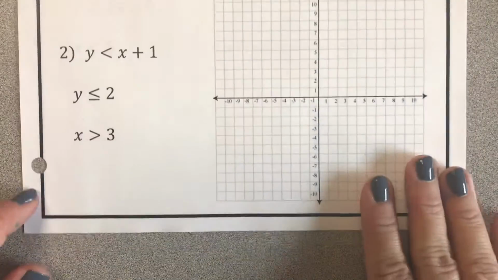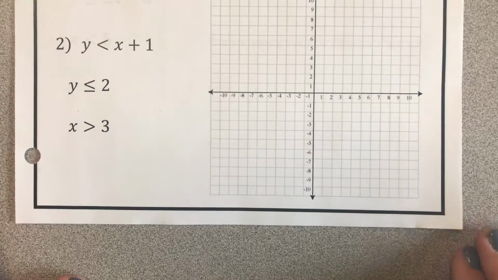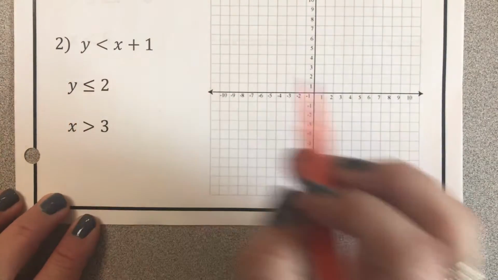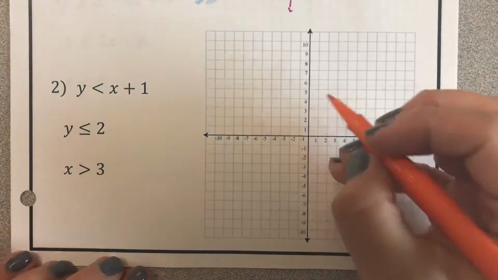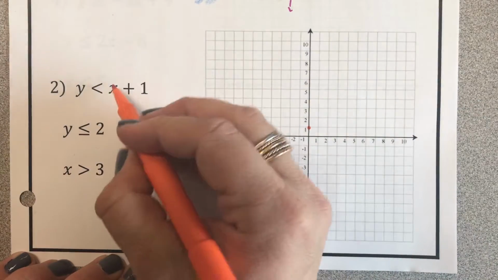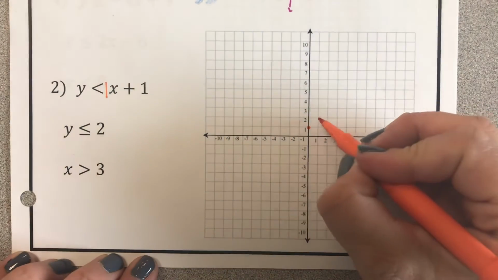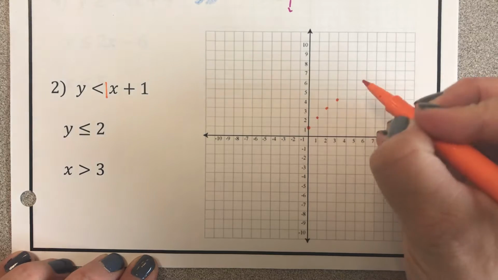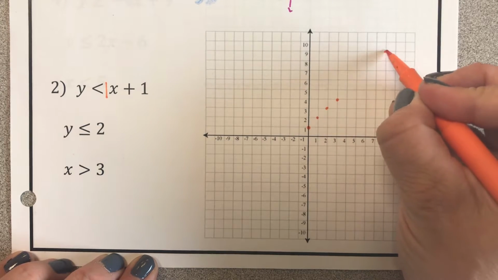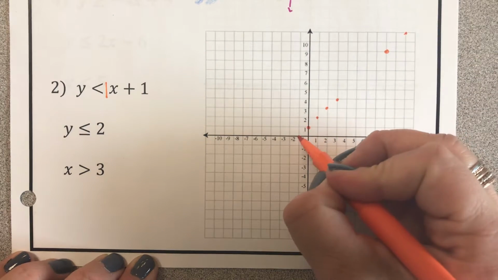Okay, let's look at example number 2. The first line we're going to graph is y is less than x plus 1. So I'm going to start here on 1. My slope is, remember, if it's just x, it's like 1x, so rise 1, run 1. Or I can go down this way.